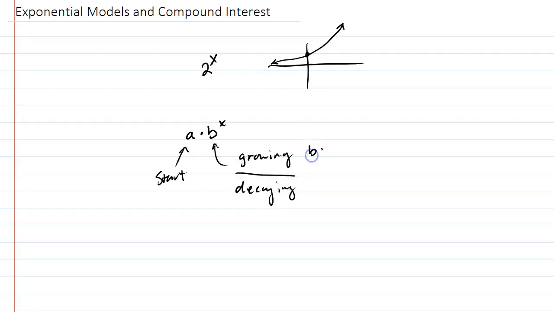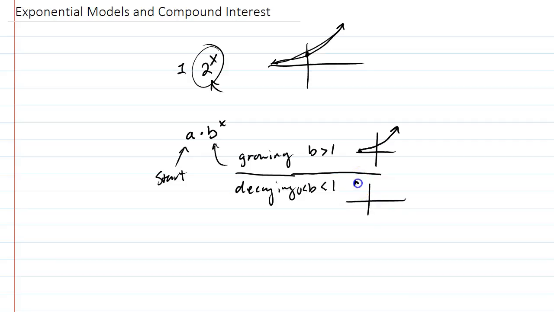Growing is when b is greater than 1. So, for example, this is growth because it's larger than 1. And there is this hidden start value of 1, by the way, outside. Anyway, because it's greater than 1, you see this kind of growth going upwards. You're going to see exponential growth like this.